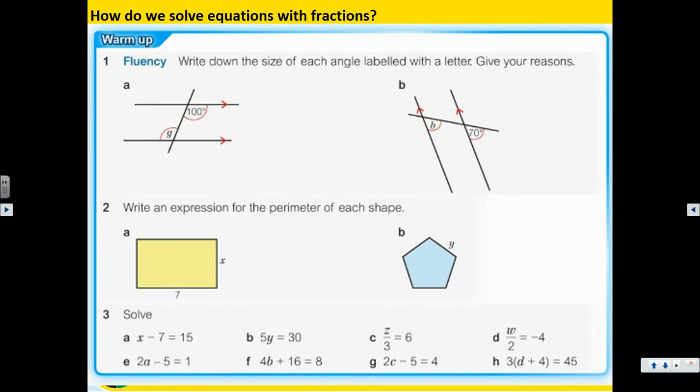Okay, we are going to spend this lesson looking at solving equations with fractions mainly. There are a few other types. In this warm-up, really, I just want to see what you can do so that you can self-assess. Please, can you pause the video now and complete the warm-up? And then when you're finished, you can press play and I will go through the answers with you. So please pause now.